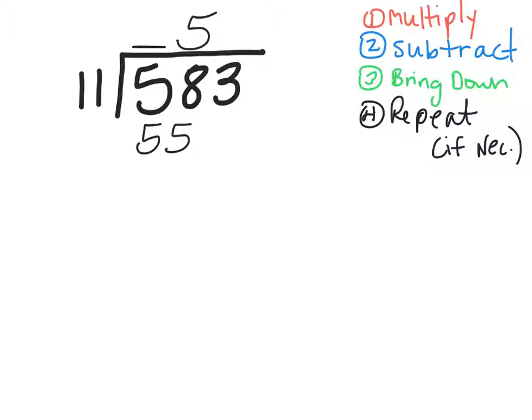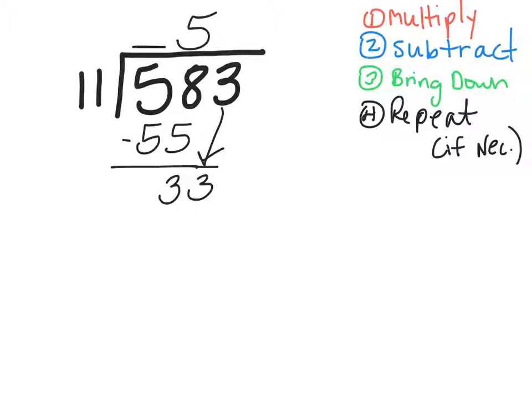Now I am going to subtract. Going to do my second step, and subtract. 58 minus 55 is 3. Now I'm going to do my third step and bring down. Got to bring down what's left up there in the dividend. Aha! I do know that 11 times 3 is 33, so I'm repeating here. I'm on my last step, and I'm repeating if necessary.